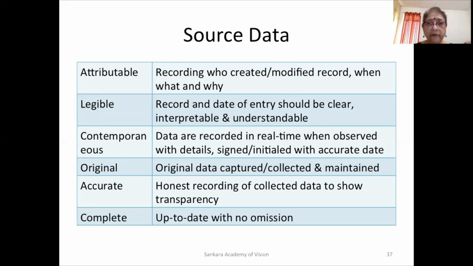So everybody knows that you had been honest enough, because you may not be very accurate with taking everything recorded in the real record. Once in a while you may commit a blunder. So you are admitting that you had noted it down on a paper and archived it. Original data should be captured and maintained. Accuracy is very important. You have to be honest about recording the collected data to show transparency, and it should be complete.